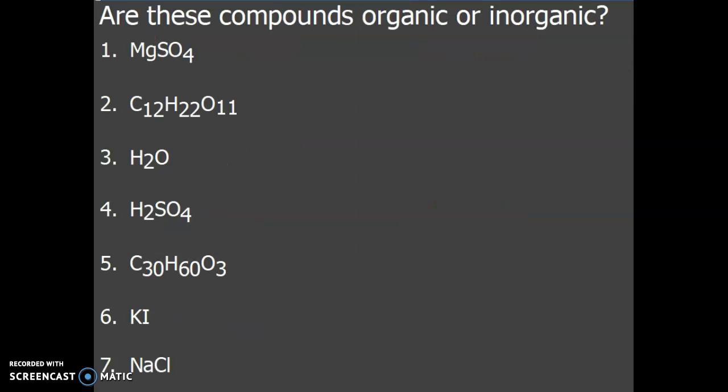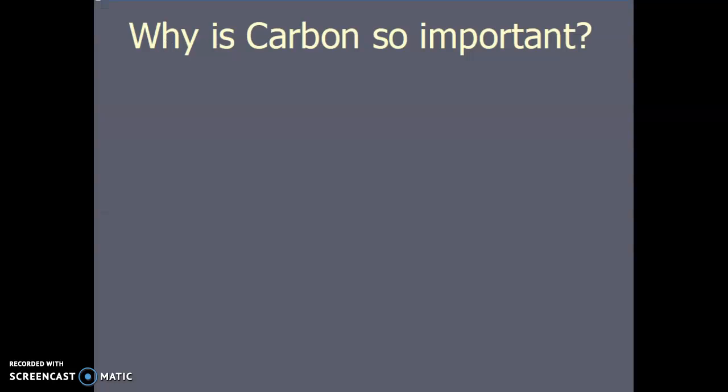Okay, so just look at a couple of these. We're not going to do all of them. This is magnesium sulfate. See how there's no carbon? So this would be inorganic. This is sucrose or table sugar. It's the kind that we eat. Obviously it comes from sugar cane, which is a living thing. Okay, so this is organic. Water, inorganic. Sulfuric acid, inorganic. This is like a wax, so this is organic because it has that carbon there. Okay? All right, so moving on.